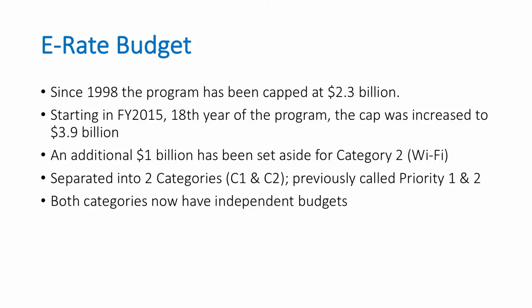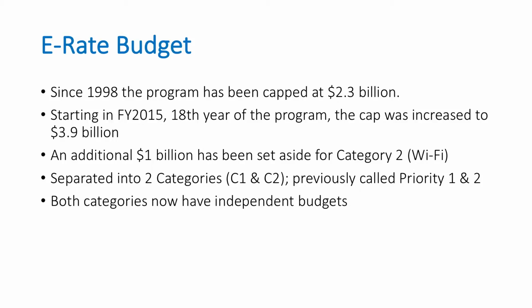Now they changed it from Priority 1 and 2 to Category 1 and Category 2. They mean essentially the same. Category 1 is your internet service, your voice services. Category 2 is your internal connections, your Wi-Fi, your cabling, your components, server racks, backup, UPS battery backups, etc. All those eligible services are under Category 2.